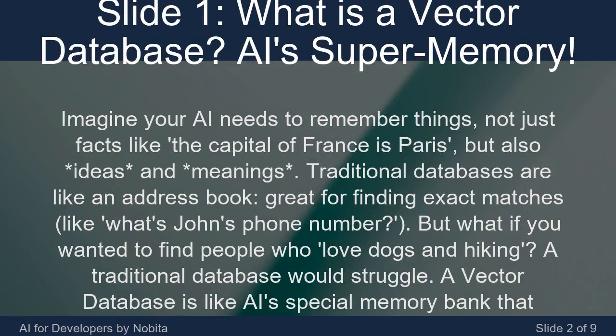Traditional databases are like an address book. Great for finding exact matches. Like, what's John's phone number? But what if you wanted to find people who love dogs and hiking? A traditional database would struggle. A vector database is like AI's special memory bank that understands meaning. It lets your AI quickly find information that is similar in concept, not just identical.